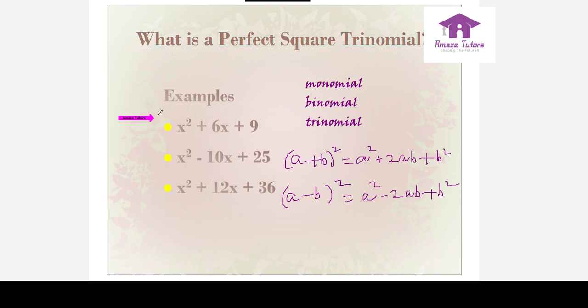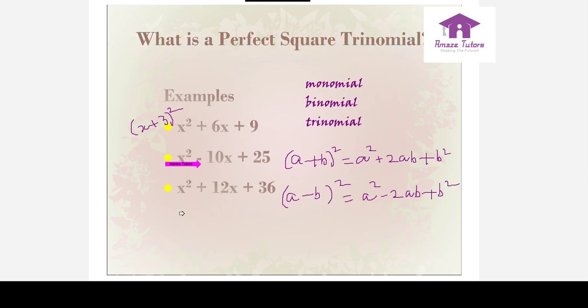Now let's look at the first example, x squared plus 6x plus 9. It is obviously x plus 3 the whole squared. When you expand this using the formula, x squared plus 2AB, 2 times x times 3, which is 6x, plus 3 squared, which is 9. In the same manner, these two are perfect square trinomials.